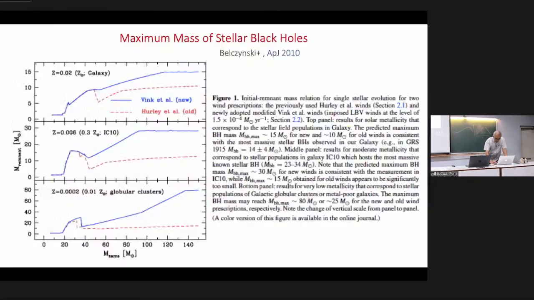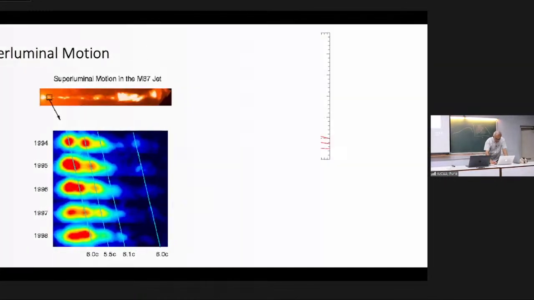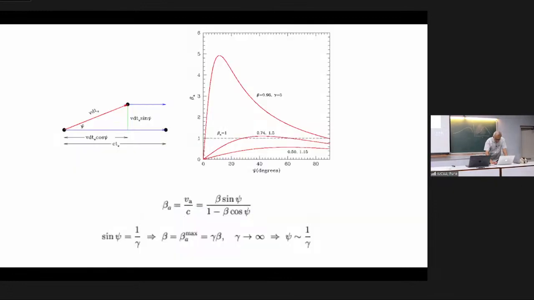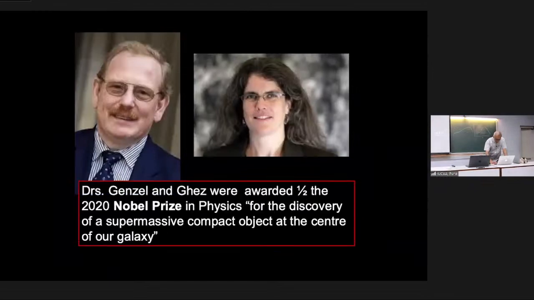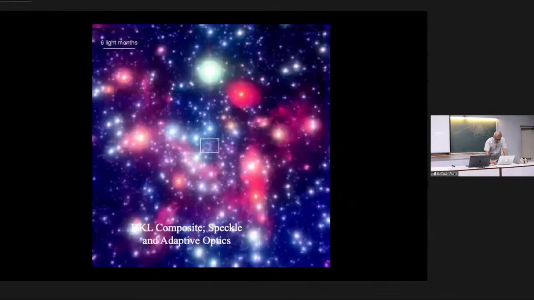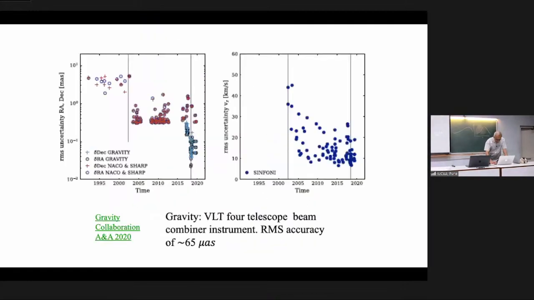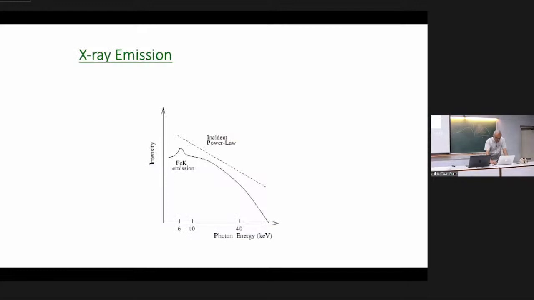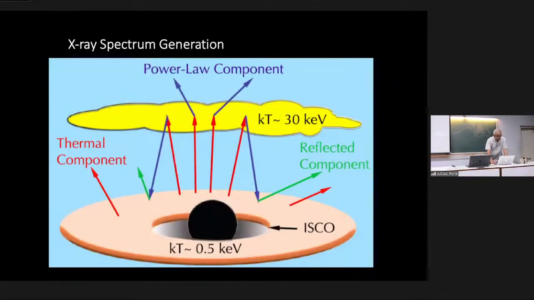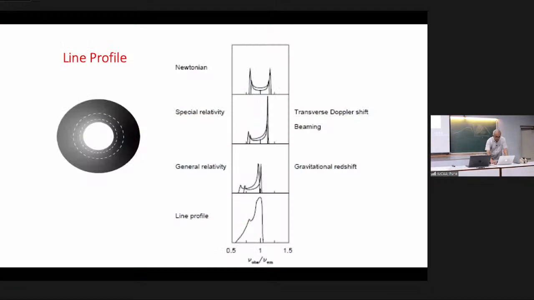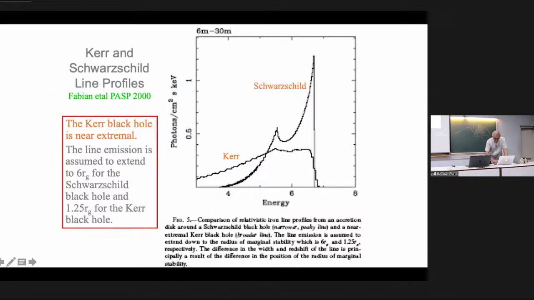Probably we have it here in the computer. There. See, this iron band, and this is the mechanism for emitting. And you see that these are the things. What affects the line profile? Special relativity, general relativity, and the line profile becomes like this. And so you see that in a Schwarzschild geometry, this is what you get. In a curved geometry, this is what you get.